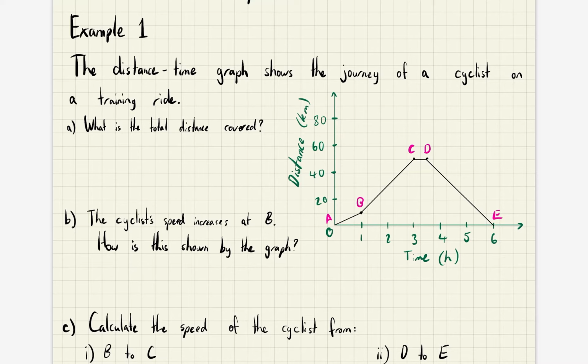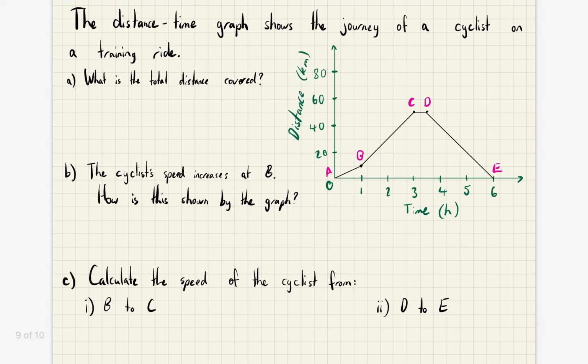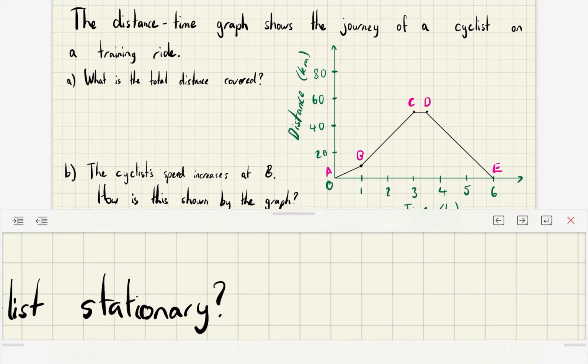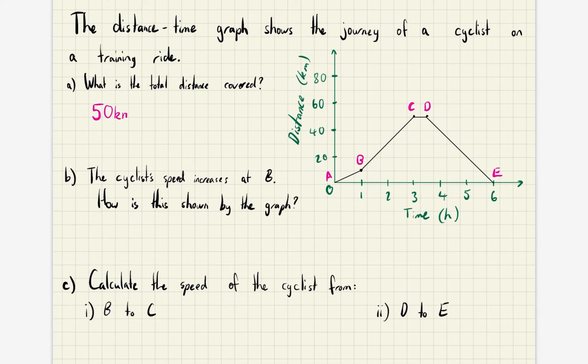So for example 1, the distance time graph shows the journey of a cyclist on a training ride. The first part of the question asks, what is the total distance covered? Okay, so for this we are looking at each leg of the journey. You'll see here the cyclist starts and then they go 10 kilometres and then from 10 kilometres they go further until they get to 50 kilometres. So to get to here, they've gone 50 kilometres. So I'm going to write that down.